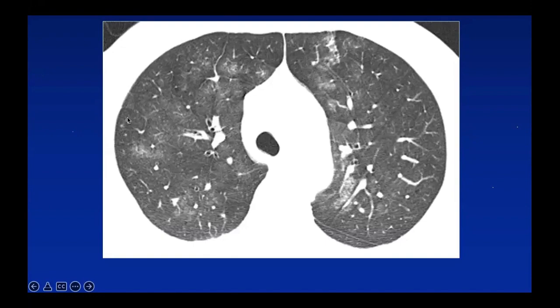In other words, if you could draw on here, I don't draw on your computer screen, of course, but if we can take a pencil and draw the border between the whiter and darker areas, that's mosaic attenuation. If you can't draw, the borders are ill-defined, then that means that this is ground glass opacity. So in mosaic attenuation, the dark areas are abnormal. In ground glass opacity, the white areas are abnormal. The denser areas are abnormal.